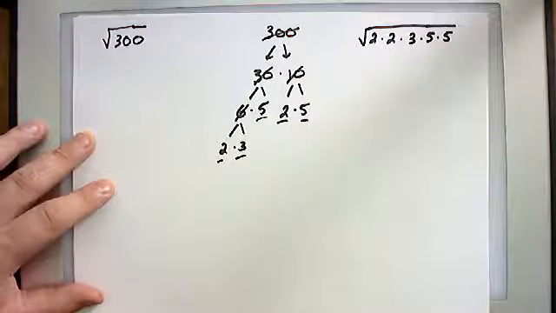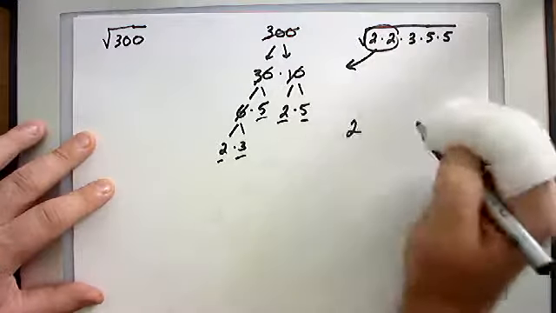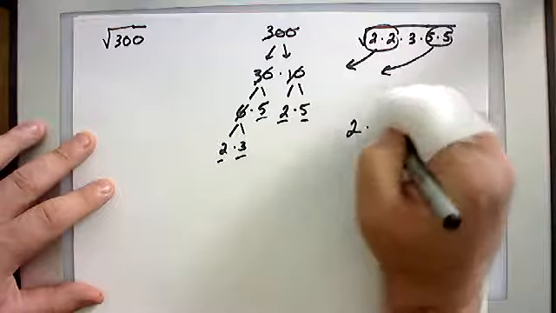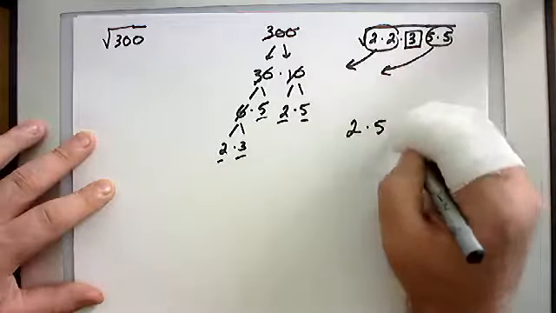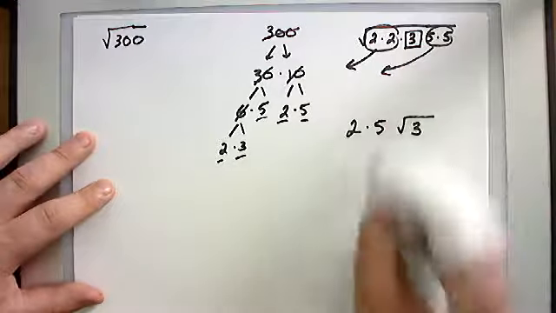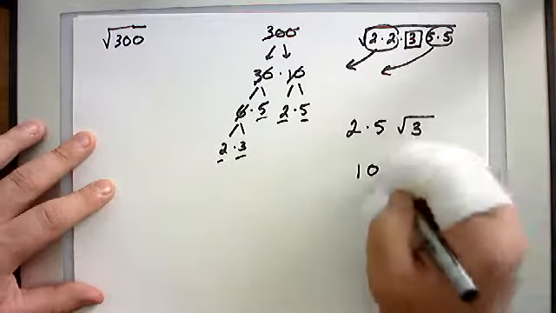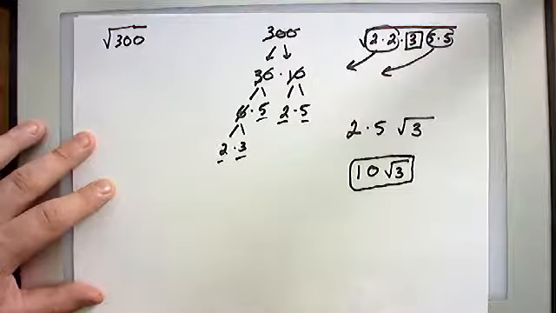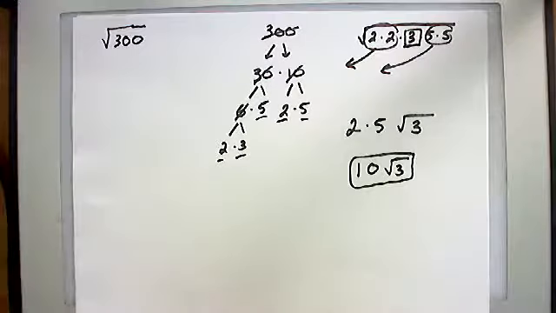Now we're looking for pairs. So here's a pair of 2s that comes out as a single 2. Here's a pair of 5s that comes out as a single 5. Remember, they are going to multiply. And the only thing left behind was the 3. So just clean the outside up. You took out a 2, you took out a 5. So what you took out was a 10, and the 3 stays behind. This is not the only way to do these. You might be sitting there going, well, 300 is 100 times 3, and the root of 100 is 10. I'm done. Yeah, true. I don't care how you do them.